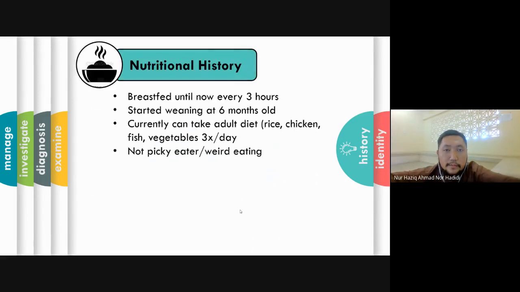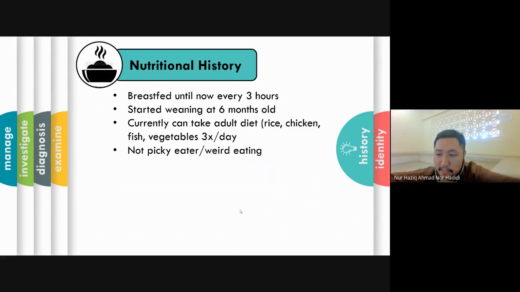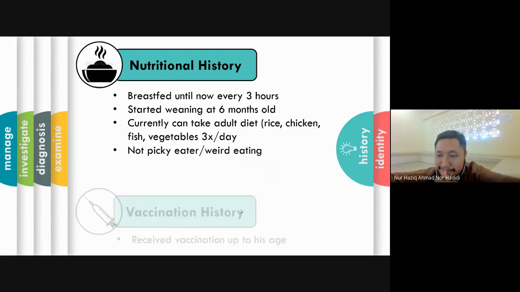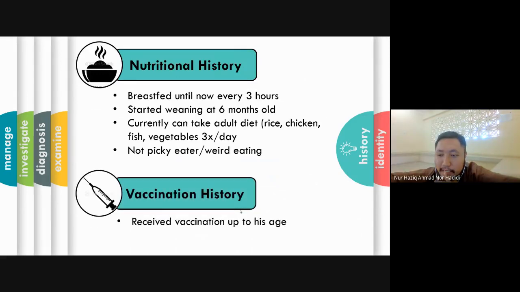For the nutritional history, he was breastfed and until now is breastfed about every 3 hours. He started weaning at the age of 6 months old. Currently, he can take an adult diet such as rice, chicken, fish and vegetables about 3 times per day. He is not a picky eater, and he does not eat any weird things. For the vaccination history, the immunization was completed up to his age.